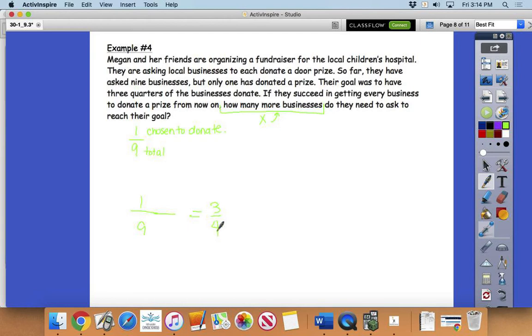Now, that means we're going to add to your total. So instead of our total being 9, we're going to add x more businesses they need to ask. If they're asking that many businesses and they succeed in getting every single business to donate, you're going to have the same value at the top and bottom being added, which is x. So this is our equation that represents solving for how many more businesses they need to ask to reach their goal.